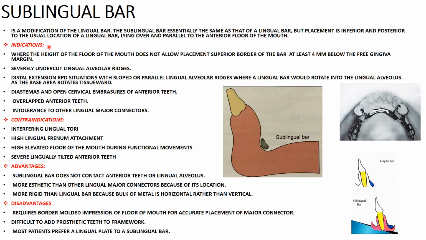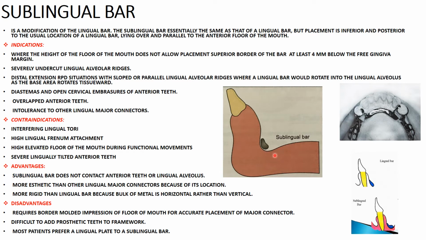Indications: where the height of the floor of the mouth does not allow the placement of the superior border of the bar at least 4 mm below the free gingival margin. In that case, you have to use a sublingual bar. Also if there are severe undercuts present in distal extension, if there are diastemas and open cervical embrasures, overlapped anterior teeth, and if there is intolerance to other lingual major connectors. So these all are the indications of the sublingual bar. You can see over here again it is half pear shaped, but it is placed inferiorly to the lingual bar.